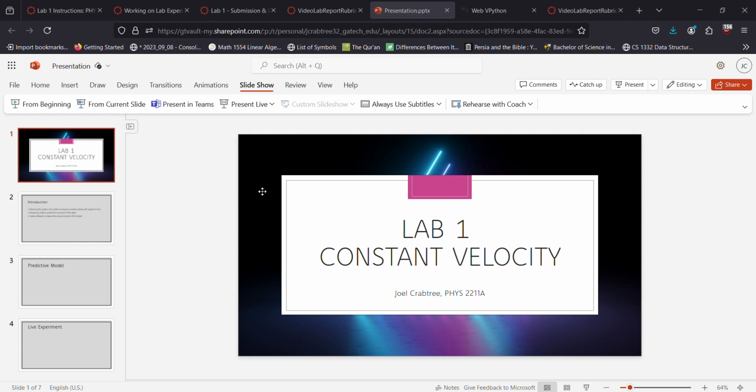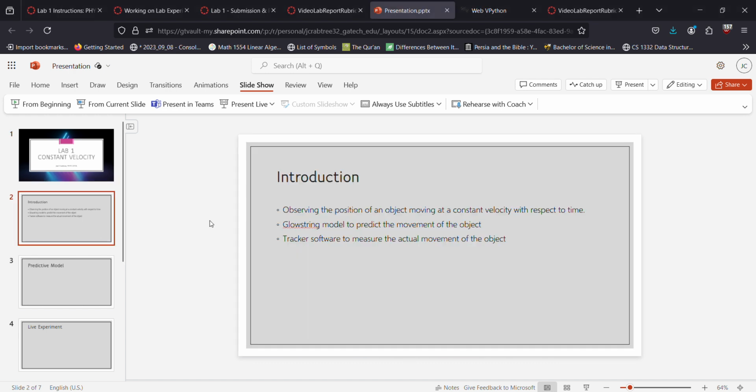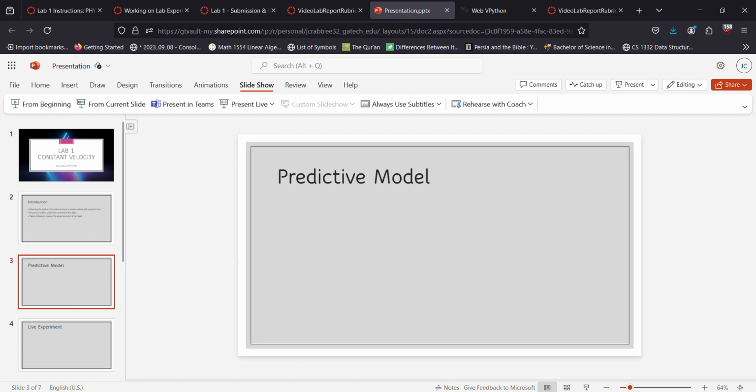I modeled an object moving at a constant velocity and observed its position with respect to time. To do this, I created a GlowScript model to predict the movement of my object, and I used Tracker software to measure the movement of that object. What I did was I rolled a can of soda across the floor in my kitchen. With Tracker I modeled its movement with respect to time, and with GlowScript I predicted the movement of the object. Here's the predictive model.